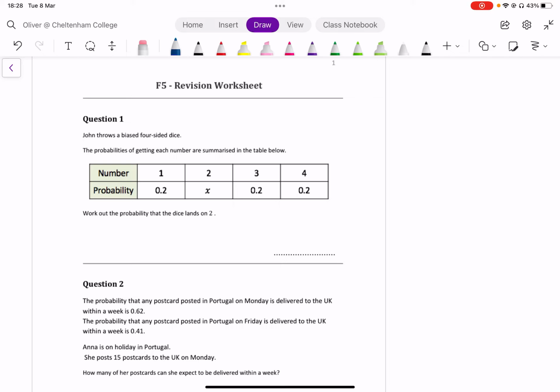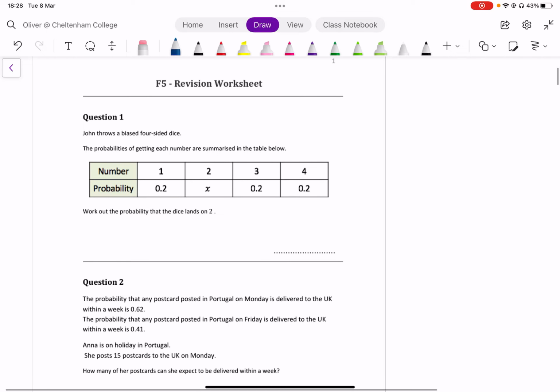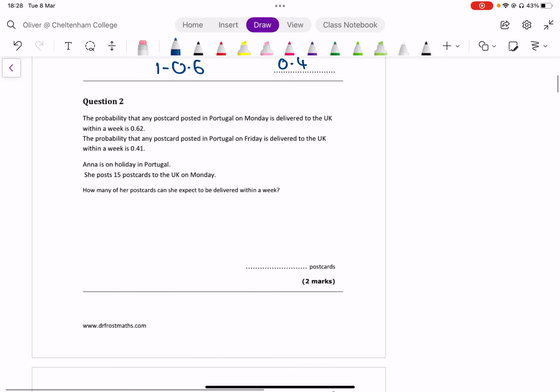So the probabilities, we've only got 4 sides, so we know that the sum of these must be 1. So 0.2 times 3 is 0.6. So 1 minus 0.6 gives us 0.4, because the sum of probabilities must be 1.